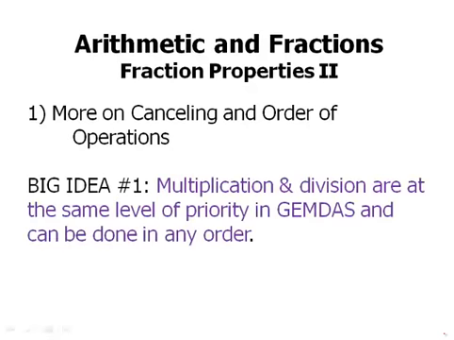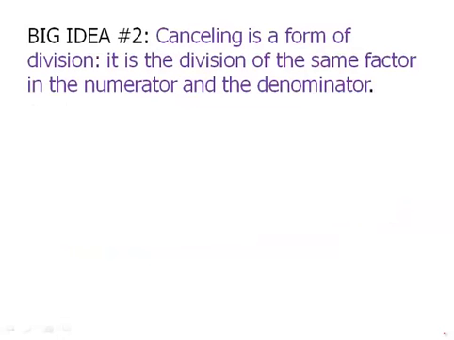Big idea number 1, multiplication and division are at the same level of priority in GEMDAS and can be done in any order. GEMDAS is the acronym I use for order of operations. If this is unfamiliar to you, you can watch the order of operations video. But the big idea here is that multiplication and division are at the same level of priority and can be done in any order. Big idea number 2 is that canceling itself is a form of division.